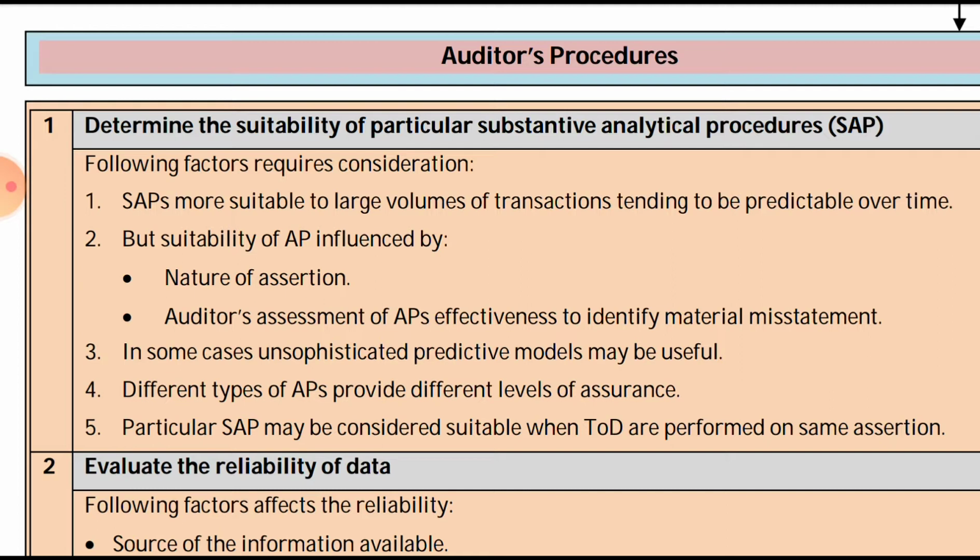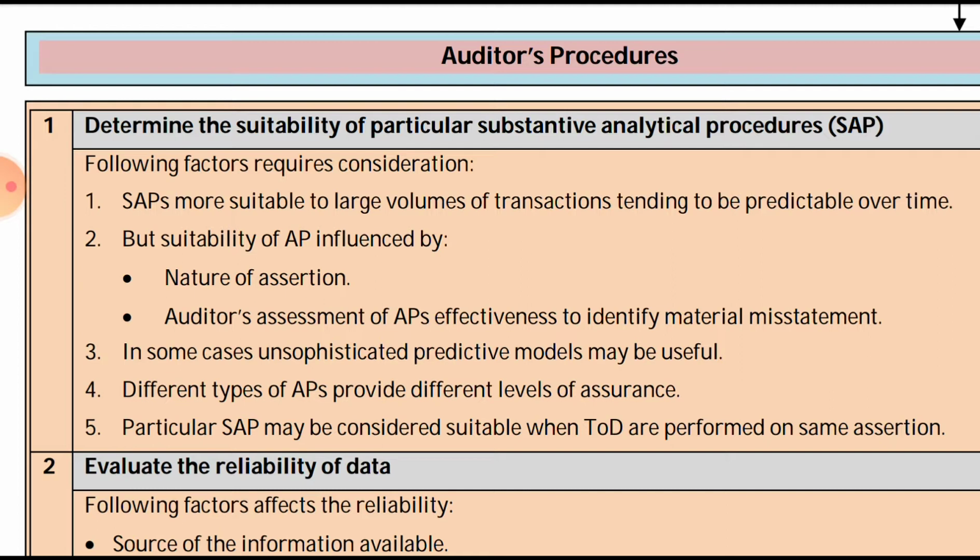The following factors require consideration. First, substantive analytical procedure, that is SAP. Substantive analytical procedures are more suitable to a large volume of transactions tending to be predictable over time. But the suitability of the analytical procedure is influenced by the nature of the assertions and the auditor's assessment of the analytical procedure's effectiveness to identify material misstatement. So the first point is that SAP is more suitable to a large volume of transactions tending to be predictable over time.